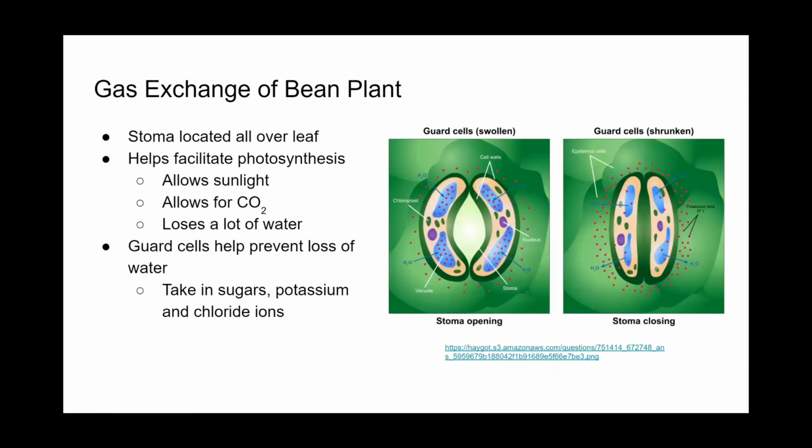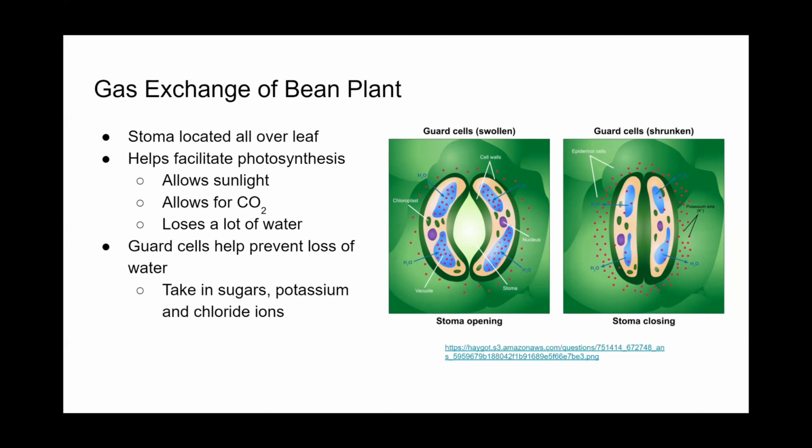The organ that is responsible for gas exchange in the bean plant is the stomata. The stomata are located on the outermost layer of the leaf, and it is used to help facilitate photosynthesis. For example, the stomata control a process called transpiration, which is when water vapor leaves the plant. But the stomata are also responsible for allowing sunlight and other key components like carbon dioxide to enter the bean plant.